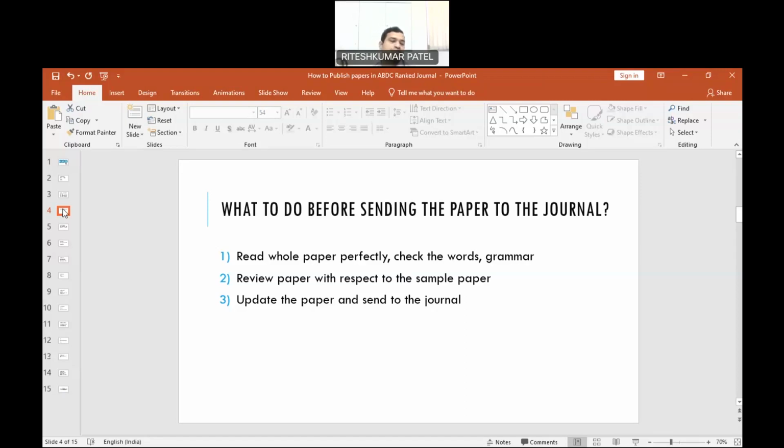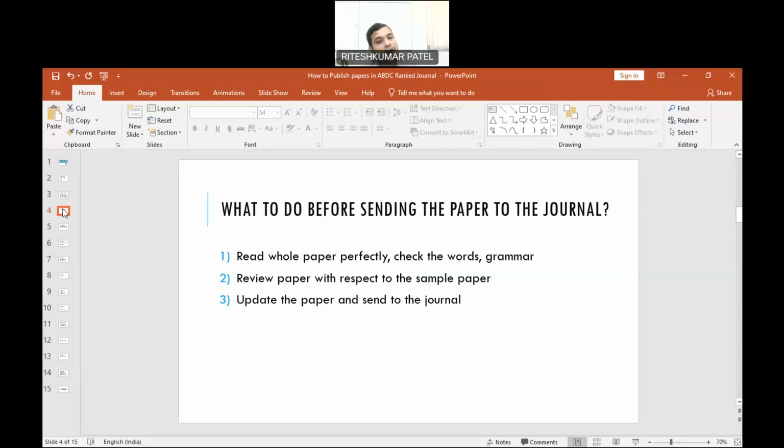Review your paper with respect to the sample paper. When you are planning to submit it, and you have put one paper as a benchmark, you need to review it. You need to read the existing benchmark paper of that journal alongside your paper, so you'll be able to know whether your paper is able to reach that quality or not. Compared to the benchmark paper, your paper should have higher quality for acceptance. If that is not possible, at least the benchmark quality level should be there. Update the paper and send it to the journal.